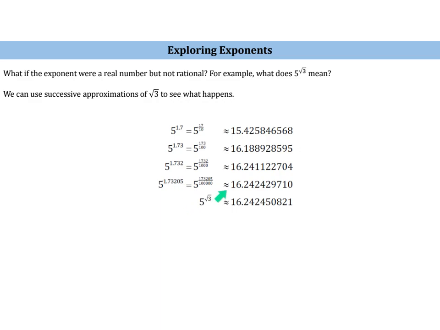And so what we can do is we can approximate 5 to the square root of 3 by continuing to do this process. And you'll notice that our numbers start to land on 16.2424, and then we have some more decimal places trailing. So just to be clear, this is not the exact value. This is an approximation. If we were to talk about the exact, this is exact.